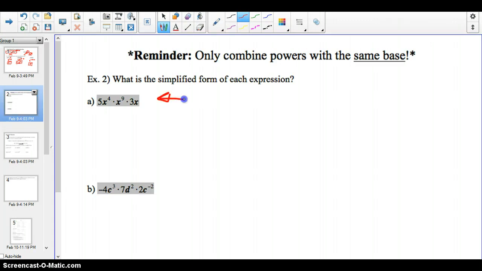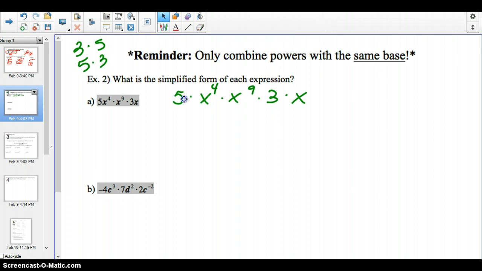So what I'm going to do in this one here first is I'm going to rewrite this. It's fair to say, I think you will all agree that this is just 5 times x to the fourth times x to the ninth times 3 times x. And you also agree that 3 times 5 is the same thing as 5 times 3. You can change the order around if you wanted. So I'm going to change the order around. I'm going to put all my constants out front, 5 times 3, and then I'm going to have times x to the fourth, times x to the ninth, times x.